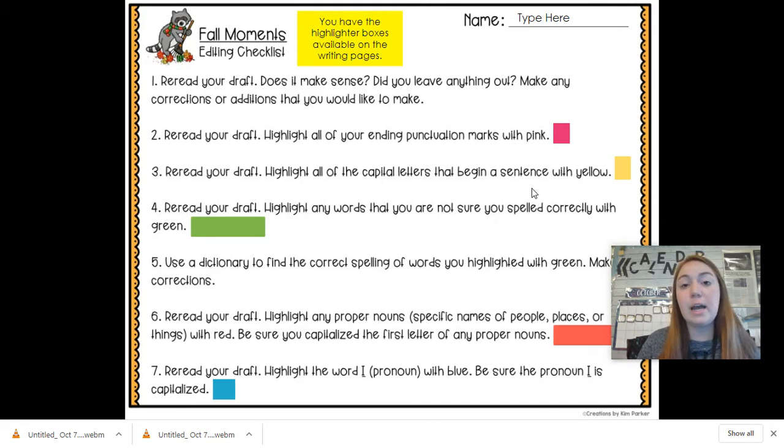Number 3 says about highlighting all of the capital letters that begin a sentence. So remember, when we type or write, you have to begin that sentence with a capital letter. So you'll take the yellow box and drag that over to all of your capital letters that start a sentence.